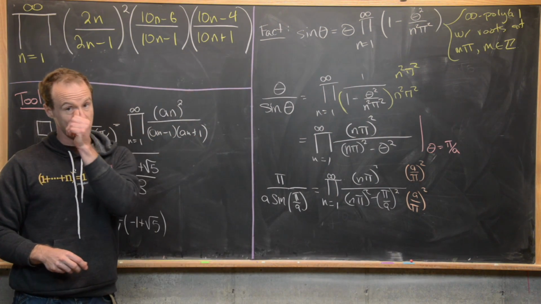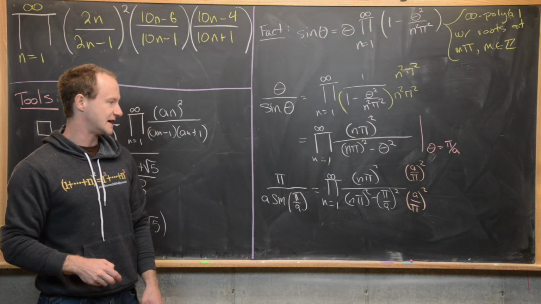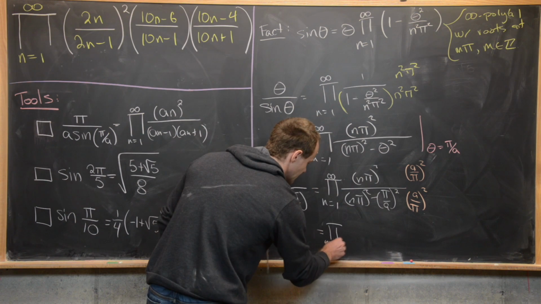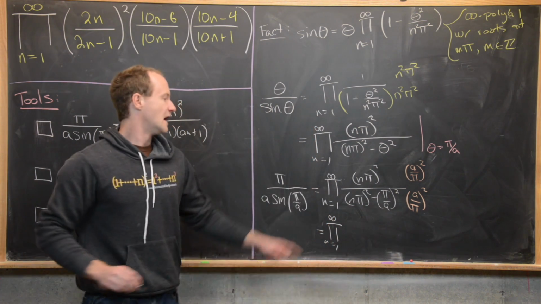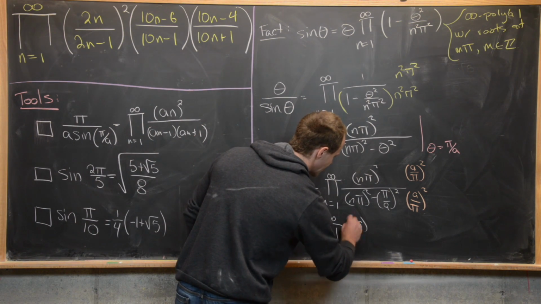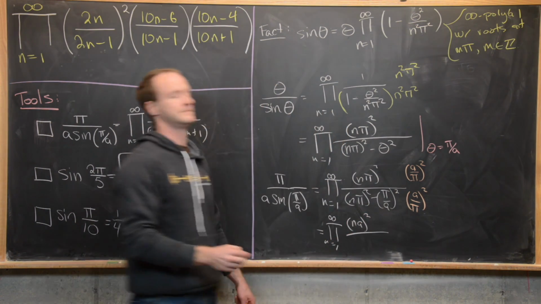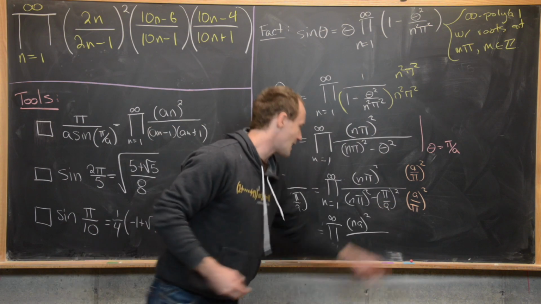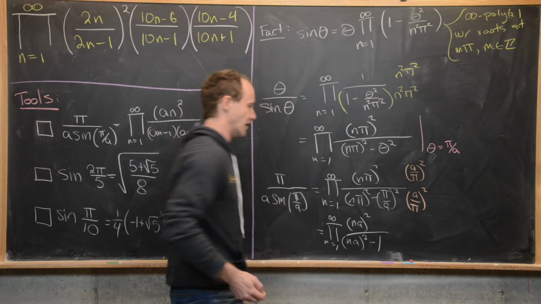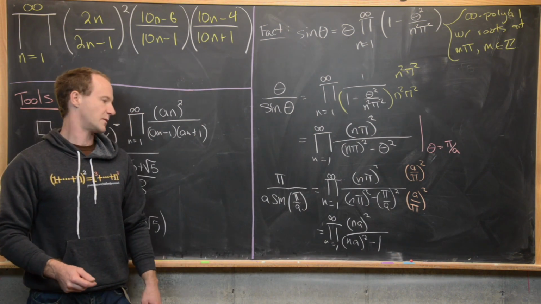So if we multiply the numerator and the denominator by a over pi squared, let's see what happens. So we'll have this product, n goes from 1 to infinity. And then notice the pi squared and the pi squared will cancel in the numerator. We'll have n times a quantity squared. And then this pi and that pi will cancel. We'll have n times a quantity squared minus 1 squared, because pi over a times a over pi is 1.